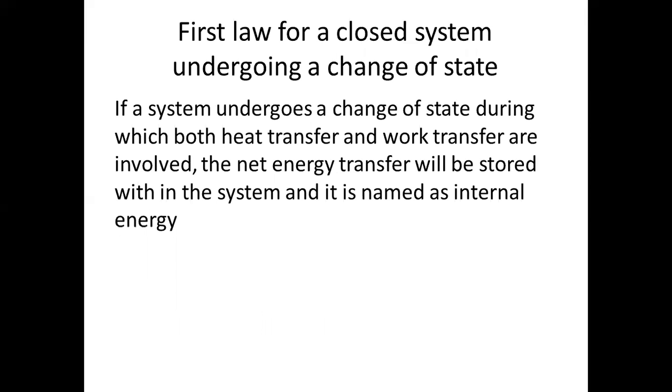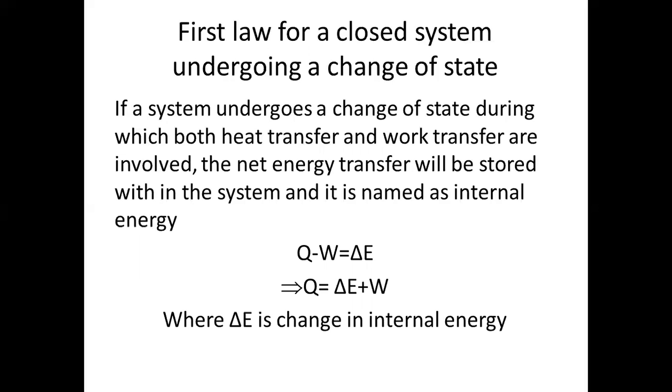Next, first law of thermodynamics undergoing a change of state in a closed system. If a system undergoes a change of state during which both heat transfer and work transfer are involved, the net energy transfer will be stored within the system, which is named internal energy. So if the heat supplied is Q and you are getting work done as W, Q minus W will be the change in internal energy of the system, from which you can get Q is equal to W plus the change in internal energy. The heat supplied to the system will be converted as work and the remaining will be the change in internal energy.